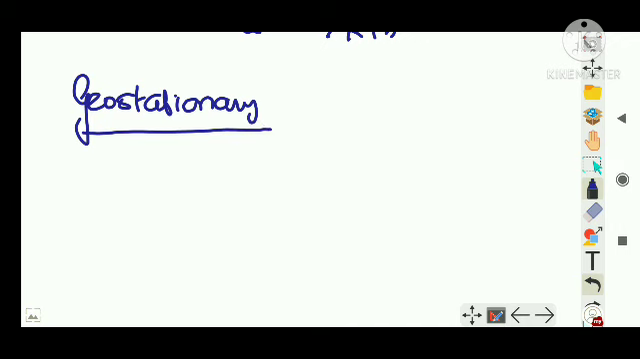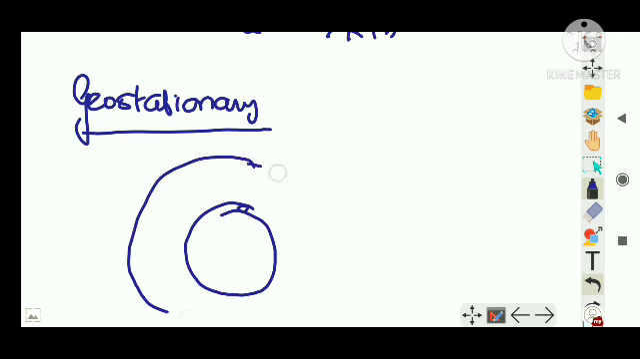Geostationary satellites are those which have a time period same as that of Earth, so that their position in the orbit is stationary with respect to Earth. This is like this. Earth is rotating, right? So Earth is rotating with a time period of how much? 24 hours. Now the geostationary satellites also have the time period of 24 hours itself.